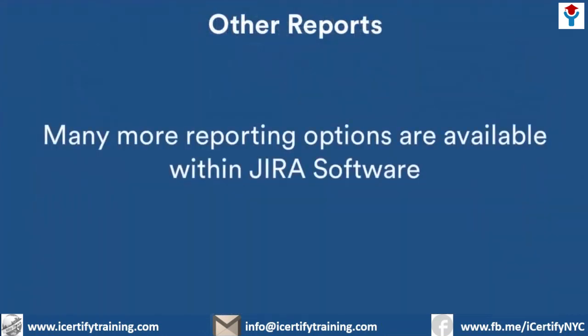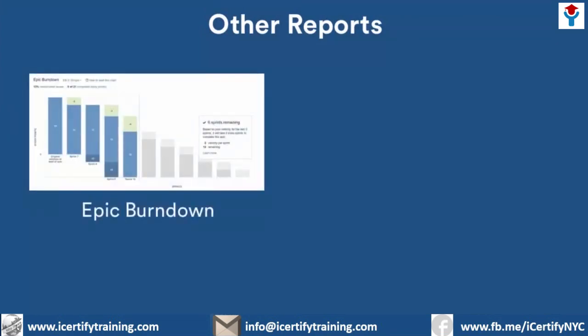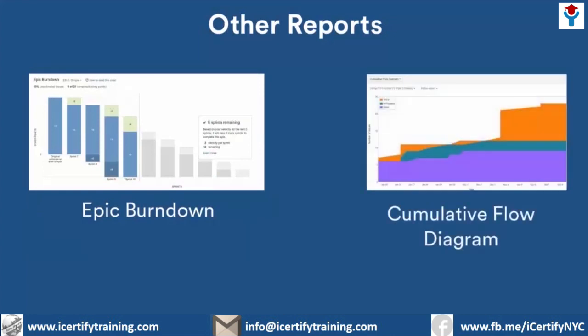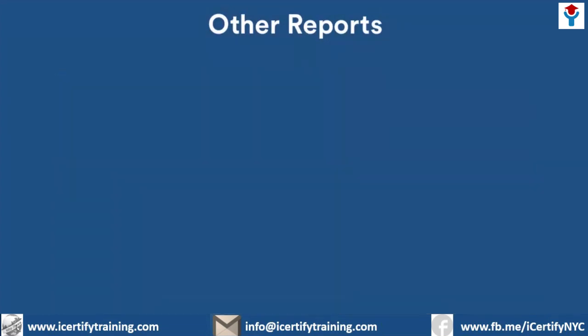Before we leave reports, I want to quickly mention 2 additional ones: the Epic Burndown, which illustrates how the team is progressing on completing an entire epic, and the cumulative flow diagram, which can help the team identify bottlenecks within the development cycle. You can use the Epic Burndown to see how quickly your team is working through an epic, as well as to predict how many sprints it will take to complete the epic.